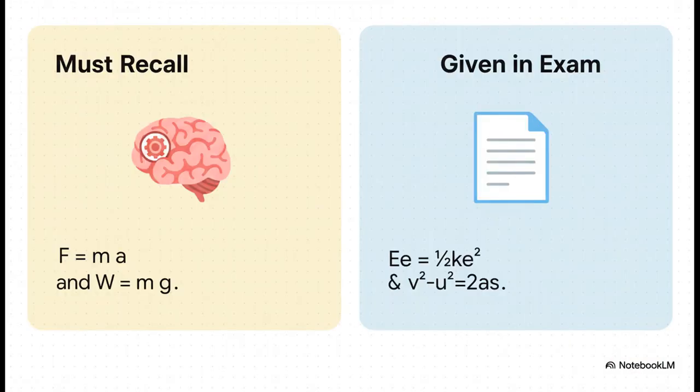And here it is. This is the secret. That column on the left, the must-recall ones, those are your priority. F equals ma, weight, kinetic energy, you need to know them inside out. But the column on the right, the given in the exam ones, they will be printed on a sheet for you. For those, you just need to know what the letters stand for and how to use them. So focus all your memory work on that left-hand column.